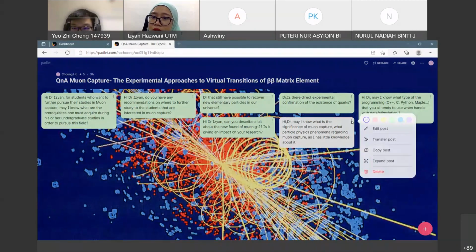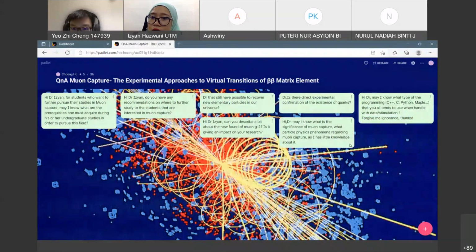May I know what is the significance of muon capture? What particle physics phenomena regarding muon capture, as I have little knowledge about it? What is the significance? Okay. Probably it is more on the particle physics field.